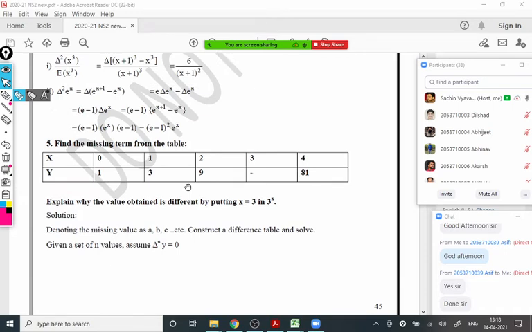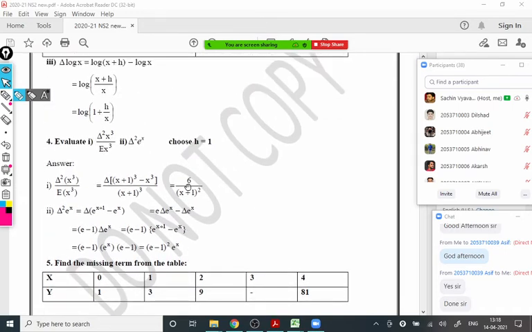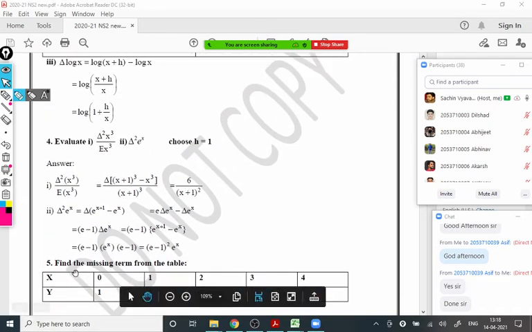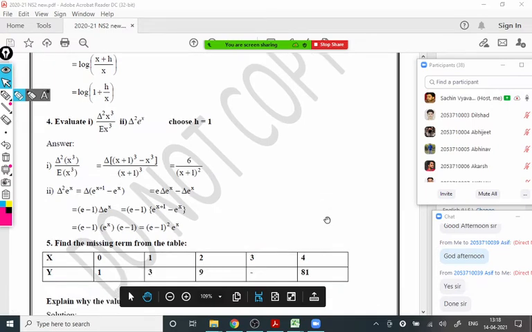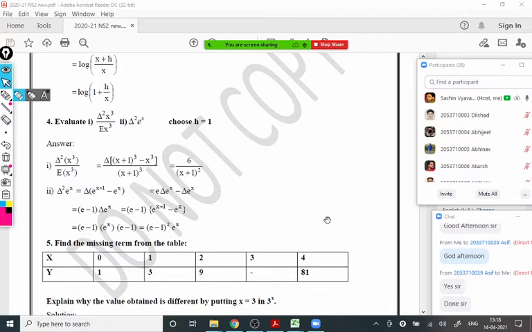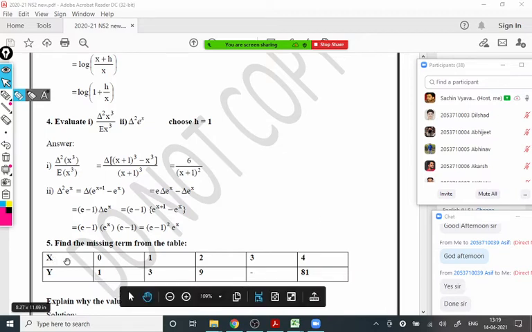Now come to question number 5, which is one of the important questions. This was already asked in one of the question papers. The question is: find the missing value from the table. These finite differences can be used to find the missing values from the table. To get that missing value, first you have to make a difference table. So let me start a difference table.